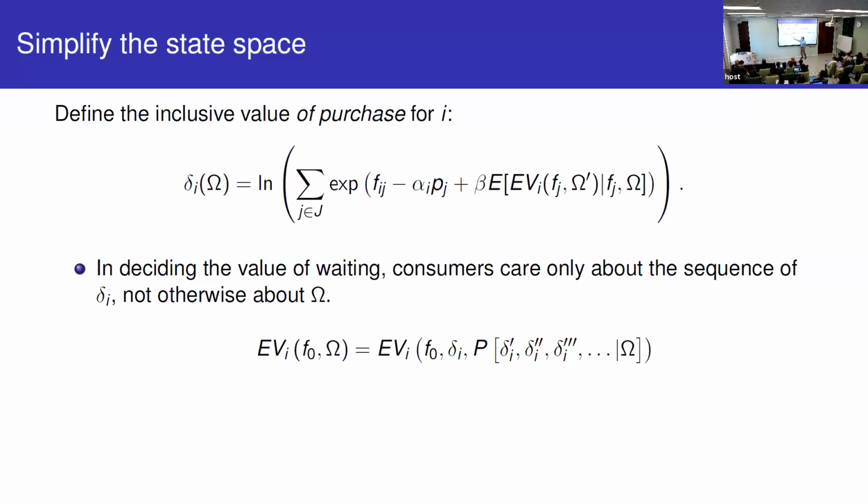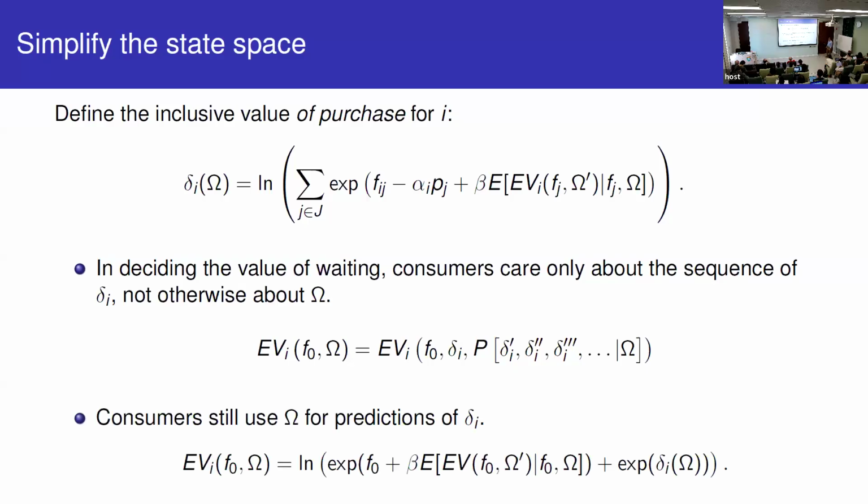So your value this period of being able to purchase, which depends on all of the state variables, we could rewrite as just a function of the quality of the product you hold. And instead of the full omega, all you need to know is the inclusive value today and your prediction of the future inclusive values. If you knew your inclusive value today and your prediction of all the future inclusive values, you would not need to further know omega. Now, of course, you use omega to make those predictions, so in that sense you still need to know omega, but this gives a sense of where we want to make the simplifying assumption.